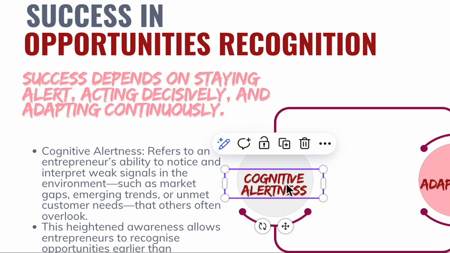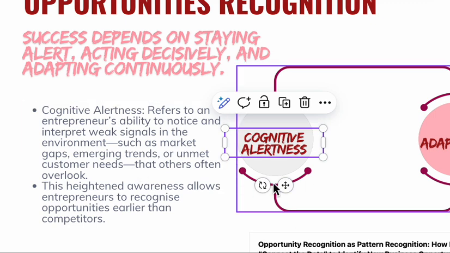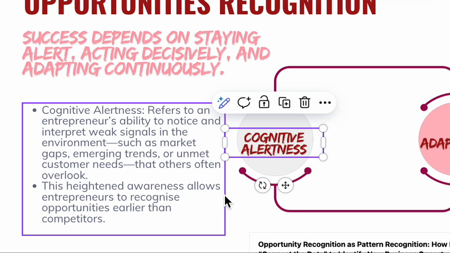And you see, when we talk about cognitive, this is where entrepreneurs are able to notice and interpret weak signals in the environment. So things like unmet customer needs, market gaps or emerging trends. All these signals help entrepreneurs spot them early, and that heightened awareness also gives entrepreneurs a competitive advantage. For example, today you notice the shift to cashless payment, because it became mainstream, allowed certain startups to move quickly.